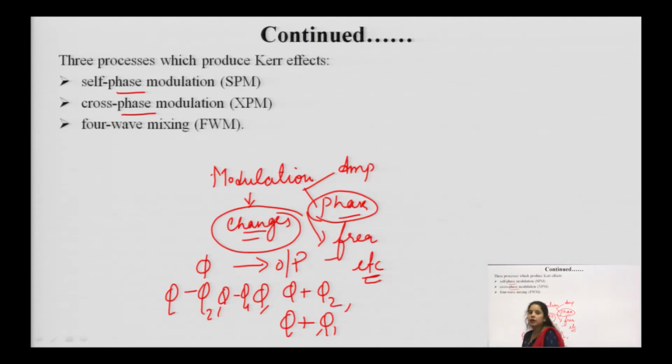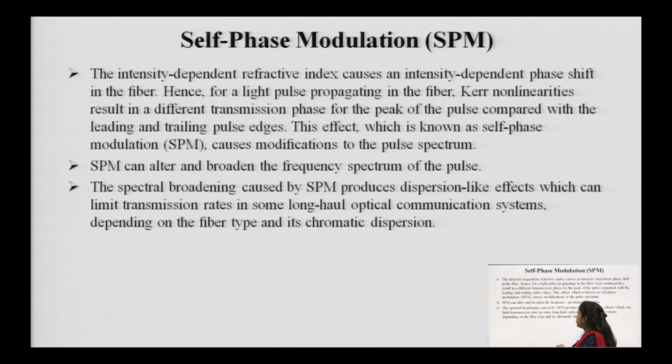Self phase modulation and cross phase modulation. Phase means there should be some changes in the phase of the light ray propagating, and self means initiated from within, and cross means with someone else. And in four wave mixing, of course, there will be a mixing of the light rays. These are general terms, and we can interpret exactly what they want to say from the general terms also.